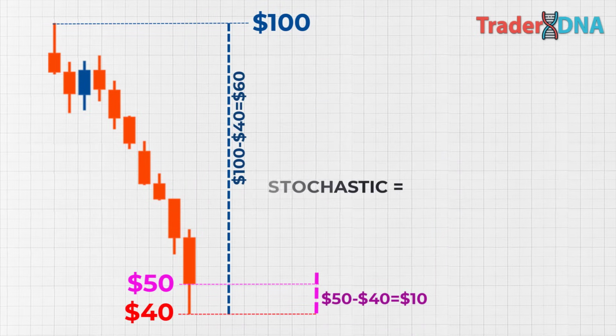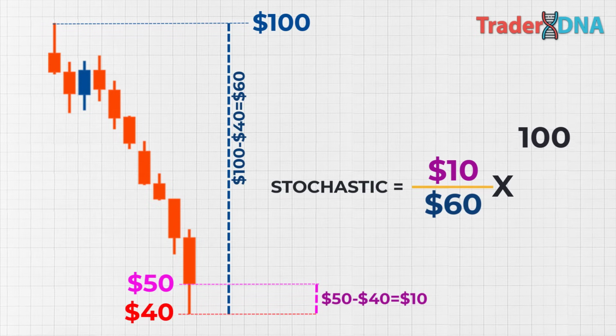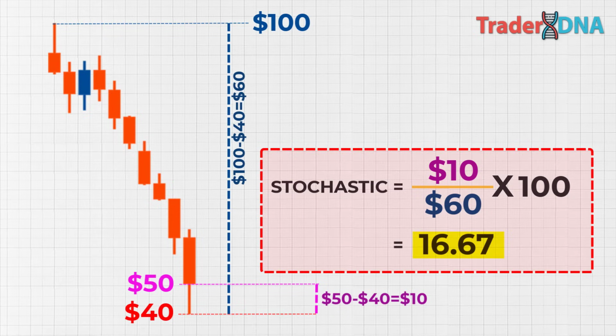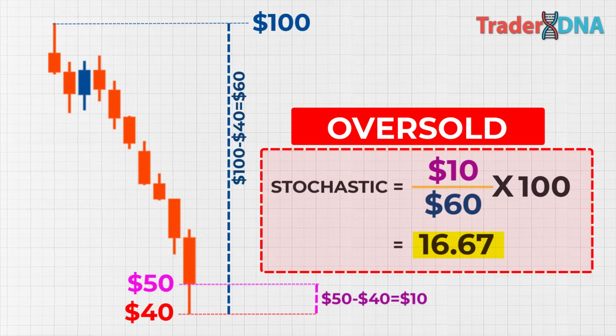To compute the stochastic value, you simply take $10 divided by $60 and then multiply the result by 100, giving us a value of 16.67. Because this figure falls within the 0 to 20 range, it resides in the oversold zone. The low value of the stochastic indicator indicates that the closing price is only 16.67% above the low point of the range. Consequently, the momentum of the downtrend is very strong.